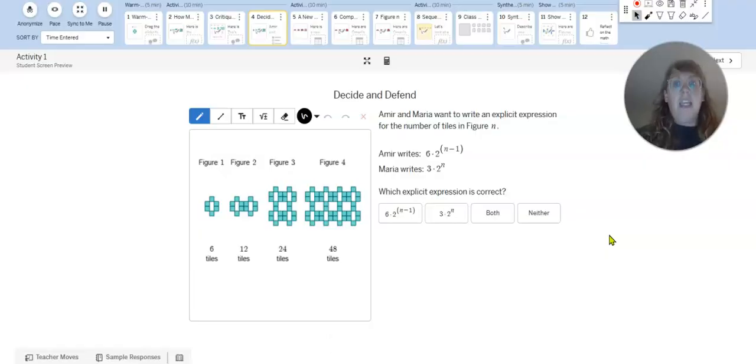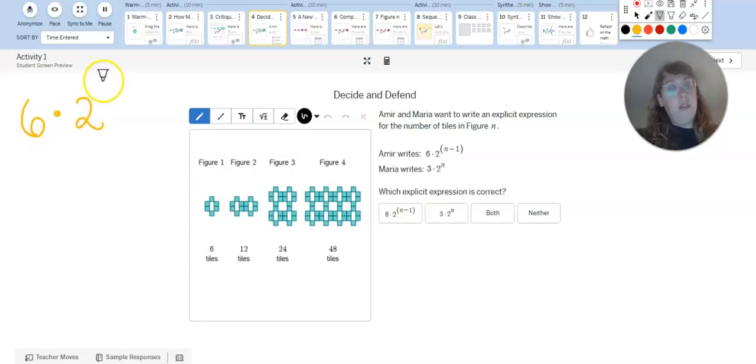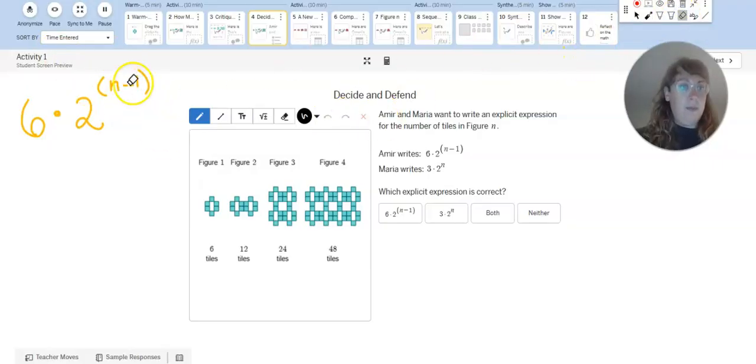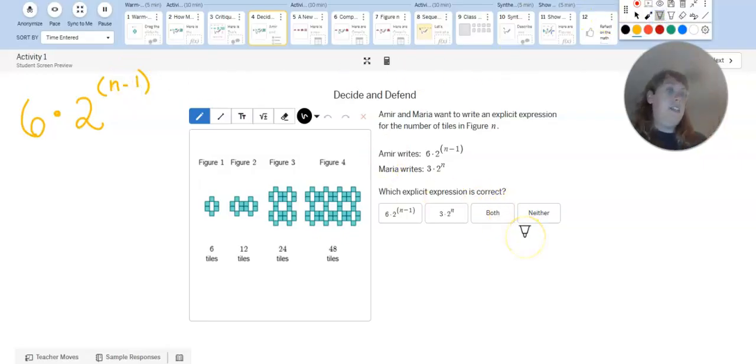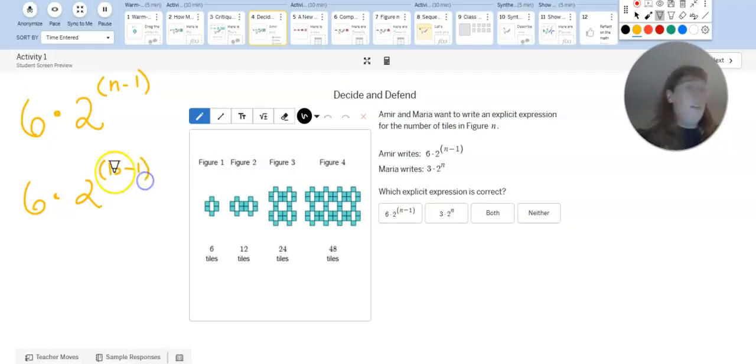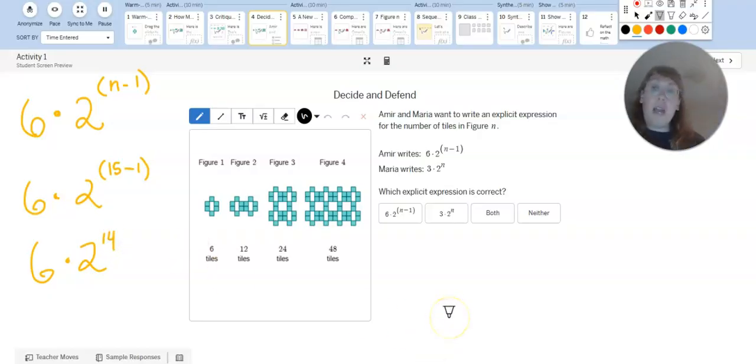Amar and Maria want to rewrite an explicit formula for the number of tiles n. So Amar writes, we're starting at 6, and then I'm multiplying by 2, and then I'm just going to do n minus 1. Now, if we wanted to find the 15th, we only want to multiply it 14 times. So 15 minus 1 is 14. So that would get us the correct formula for this geometric sequence. So that is correct. That looks great.